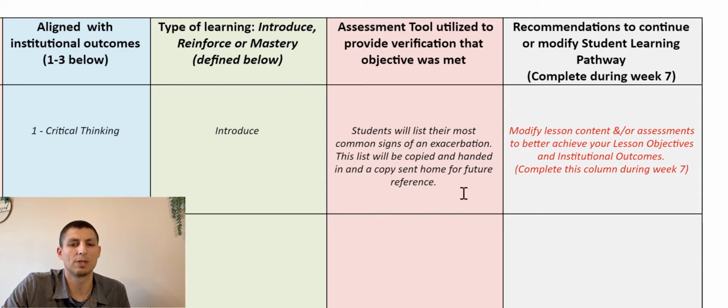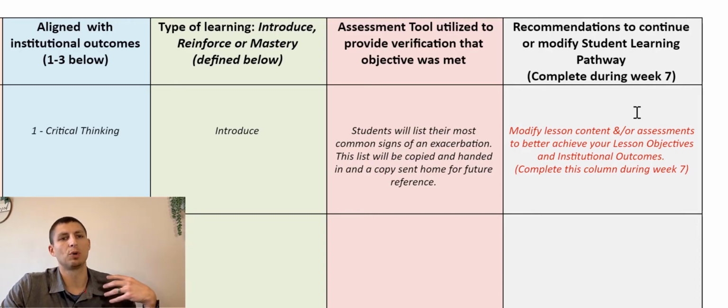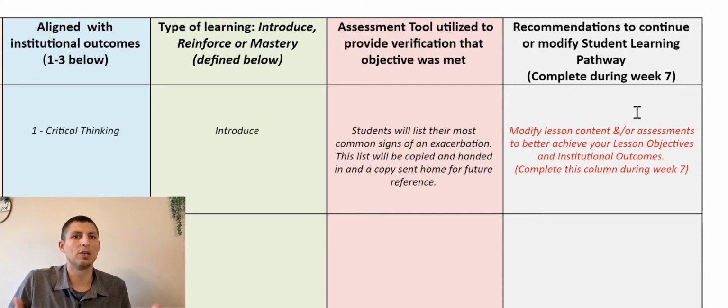Now this last column here is recommendations to continue or modify the student learning pathway. We're not going to be looking at that this week. That's going to be completed at the very end of this course in week 7. And what it's intended to do is to look back after we've prepared the course, after we've actually taught it, and we've seen how students have performed on our assessments. What is it that we might want to go in and change?